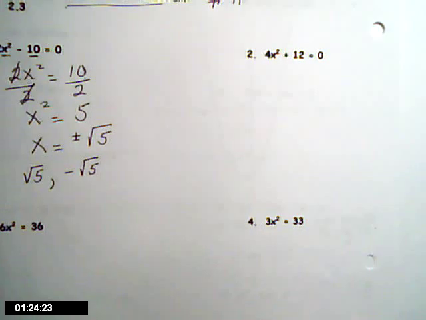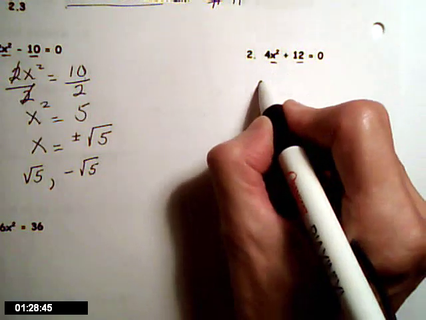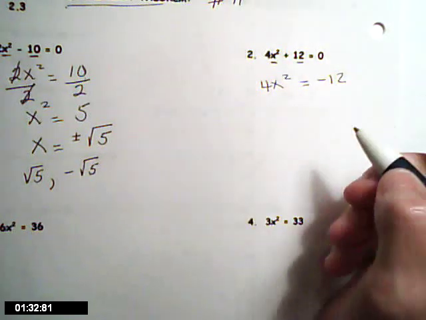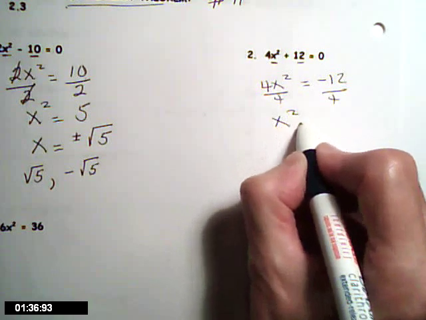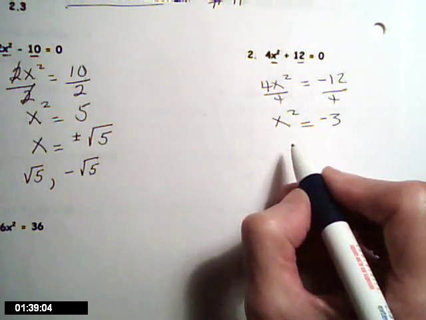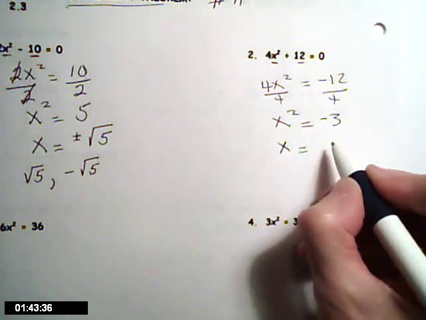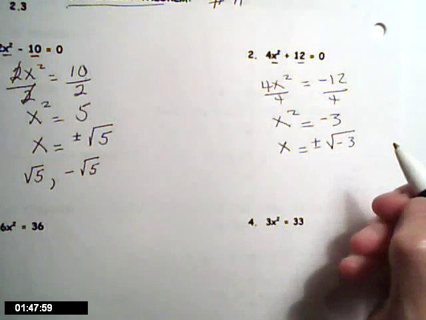Now again, you're going to recognize this problem because there's a square and there's a number. So first, let's get the number by itself, negative 12. Now let's divide by 4, and that'll be x squared equals negative 3. I'm going to take the square root of both sides, so this side will be x, and this side will be square root of negative 3. Now remember, it's going to be plus or minus.